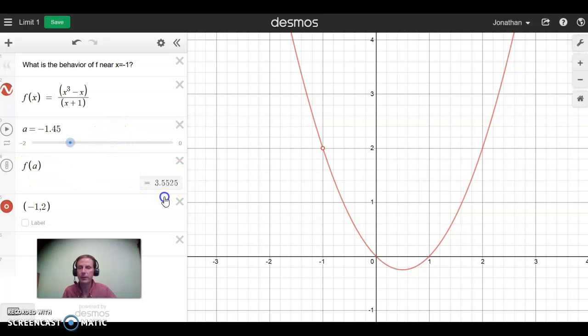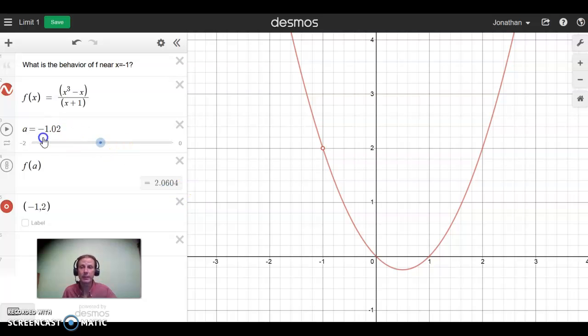And on the other hand, if I approach from the other side, so as I move a closer and closer to the right, let's see, we're getting 2.8, 2.6, 2.4, and let's see how close I can get it. When a is minus 1.01, it's a bit fiddly. Well, we'll settle for minus 1.02. We get f of a is 2.06. In all cases, it seems that the function is getting very close to 2.